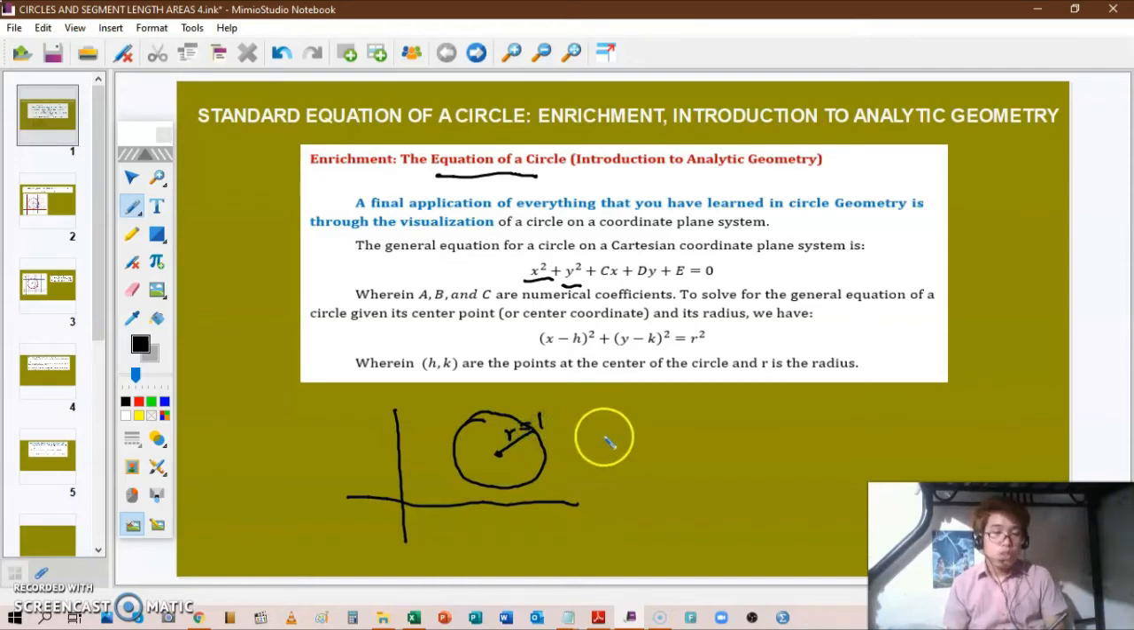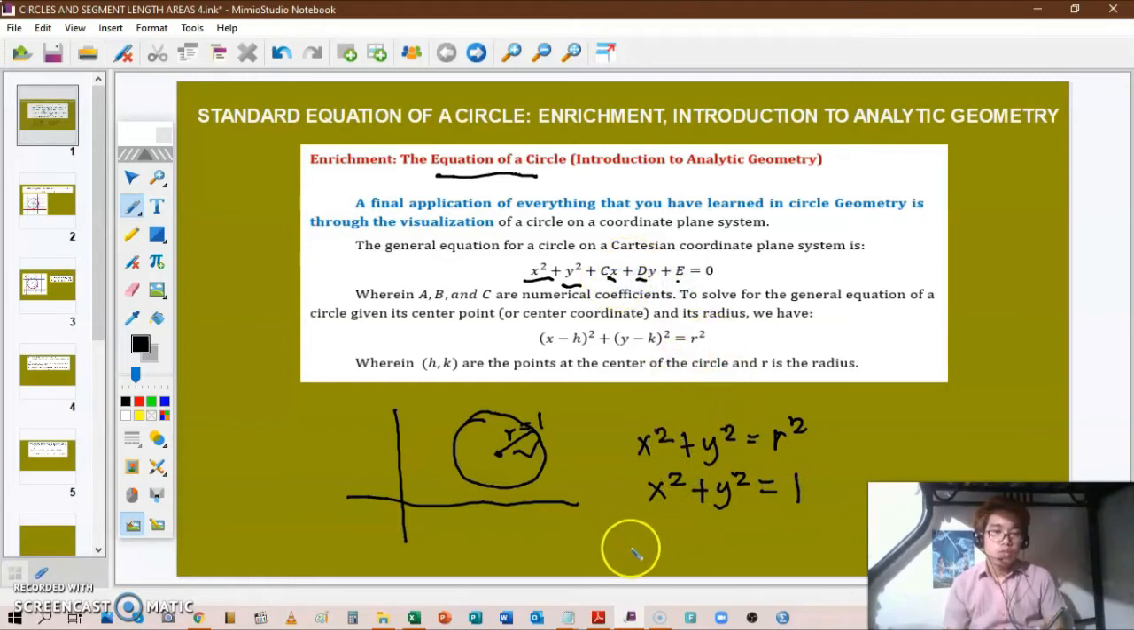If it's a unit circle, therefore its formula is going to be x squared plus y squared is equal to r squared. And since the value of r, our radius here for the circle, is equal to 1, therefore its formula is going to be x squared plus y squared is equal to 1. So where did the cx, dy, and e come from?